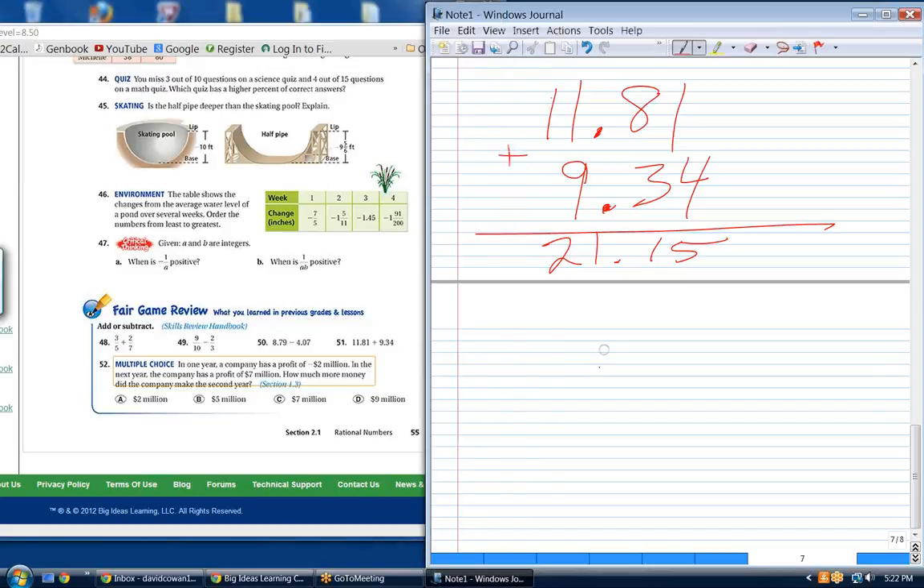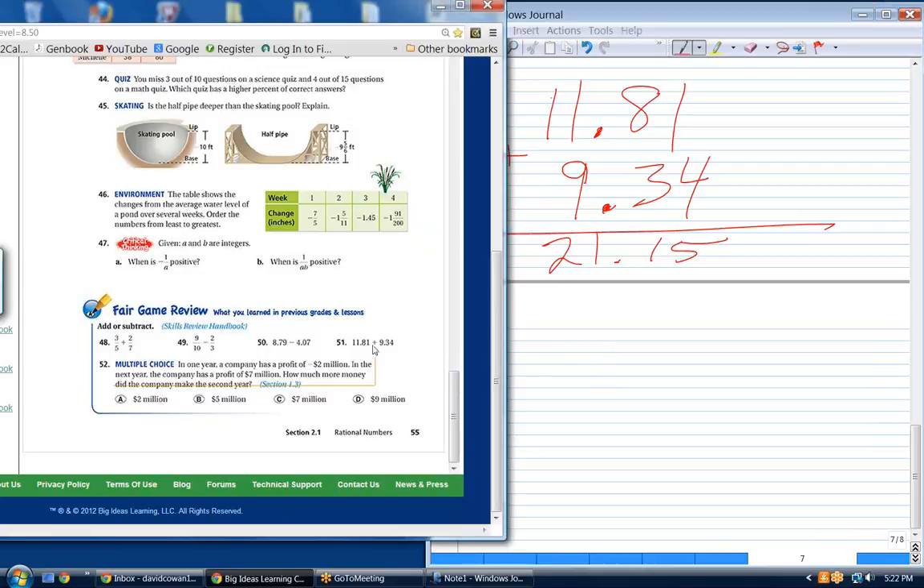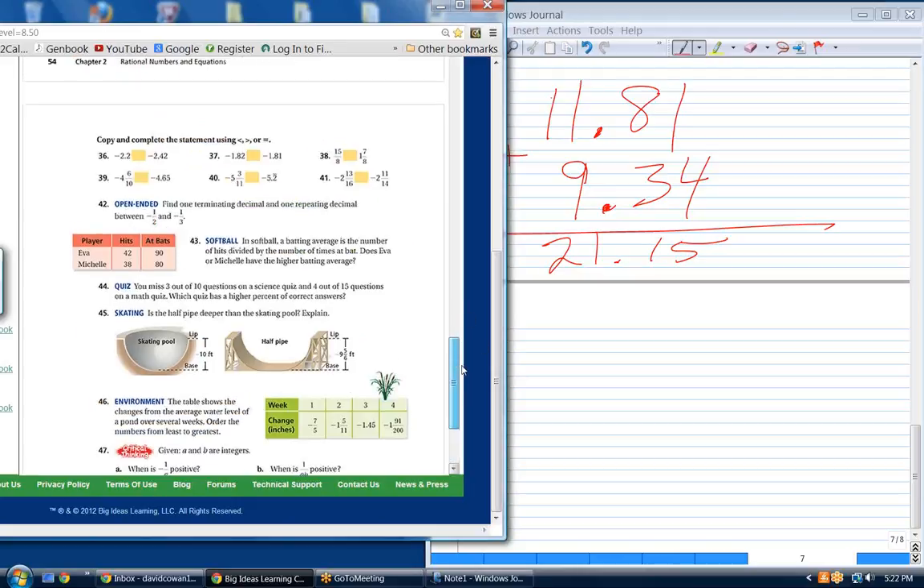In 1 year, a company has a profit of negative $2 million. In the next year, the company has a profit of $7 million. How much more money did the company make the second year?